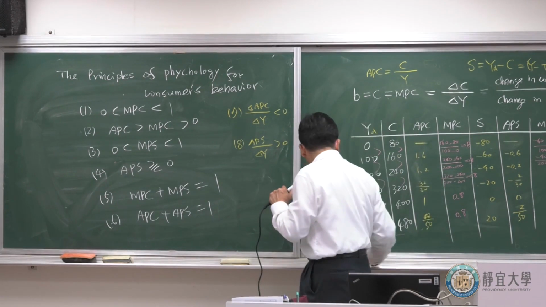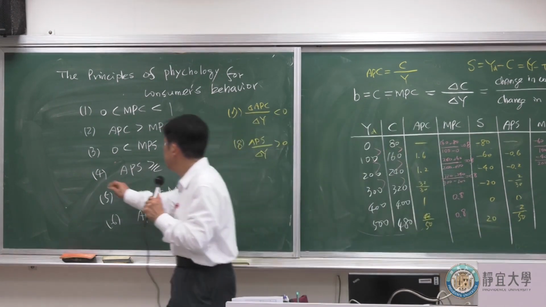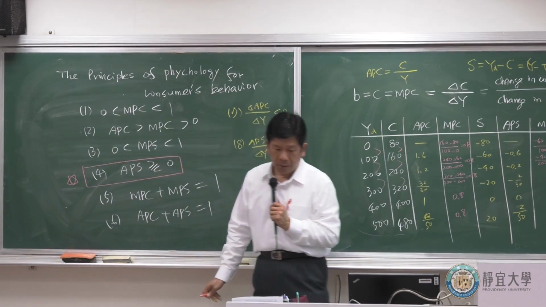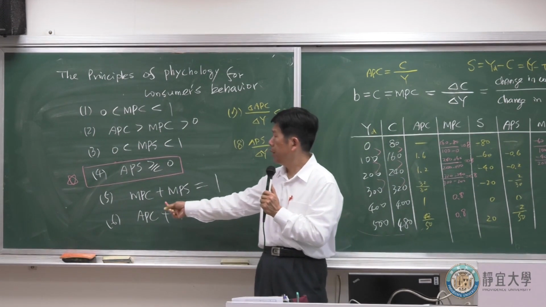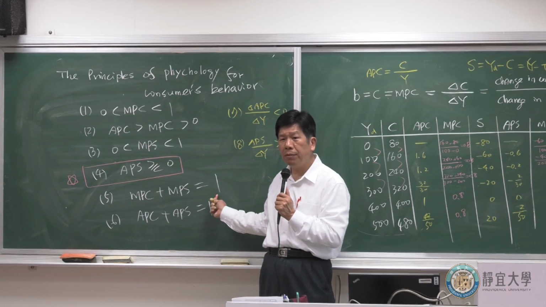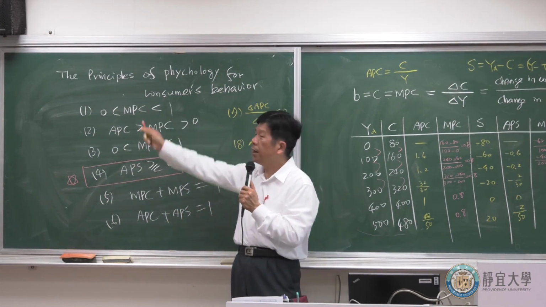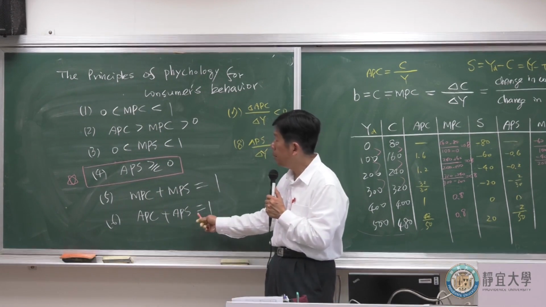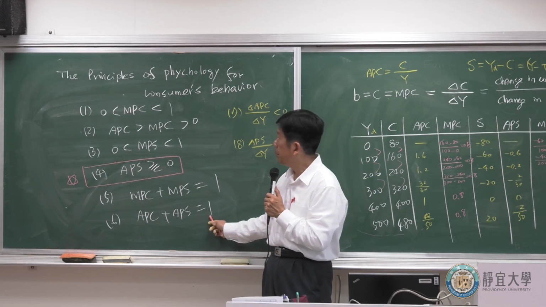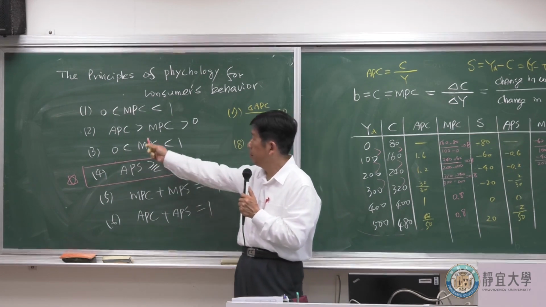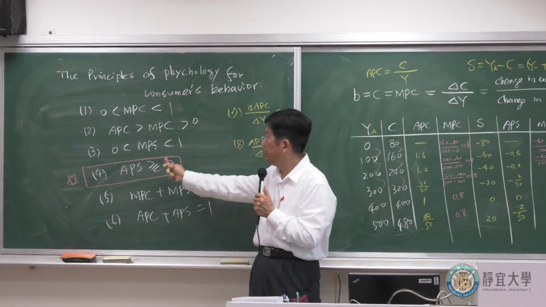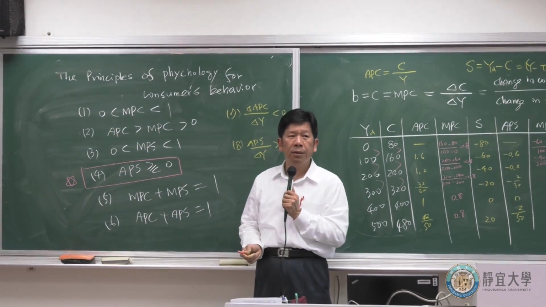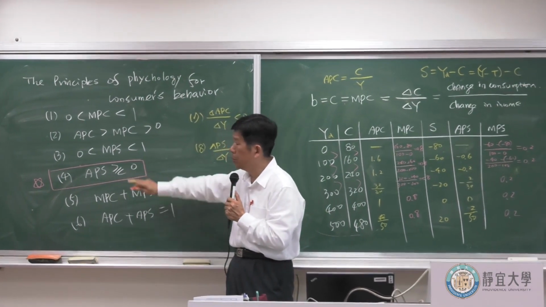The more important one is the fourth. You must be careful. Okay? So sometimes we would like to try to drop MPC plus MPS equal to 1. And after that, MPC and MPS between 1 and 0. Okay? All correct. But here, APC plus APS equal to 1. But you need to know APC larger than 0. But APS larger, equal, and less than 0. Okay? So this one is more important.